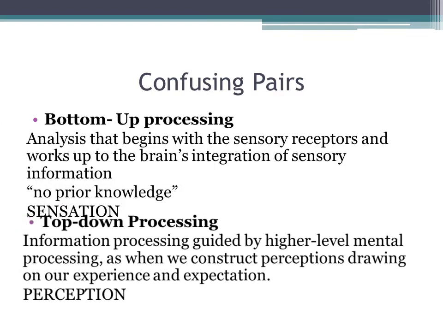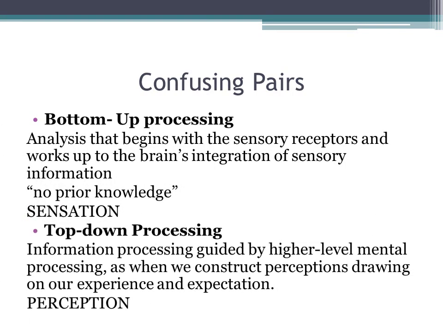Top-down processing then is you look at something or you understand something or you perceive it, and then you go and experience it or touch it. So you already have an understanding of what you think it is, and then you kind of uncover it through your senses. It starts at the brain interpreting it, and then you go explore it. It's information processing guided by higher-level mental processing as we construct perceptions, drawing on our experiences and expectations.